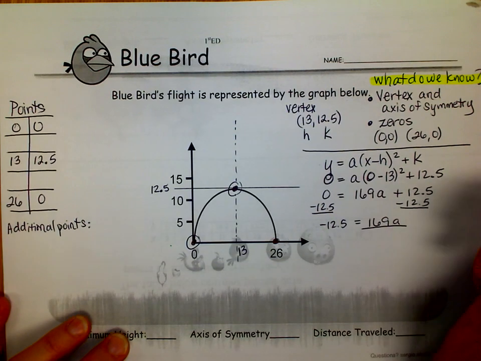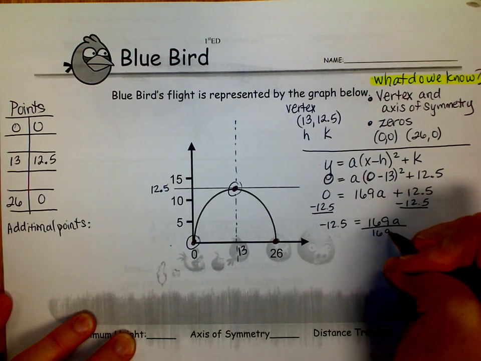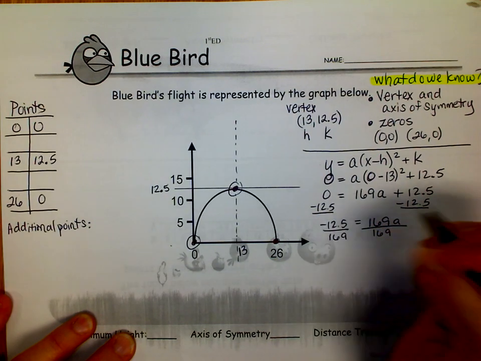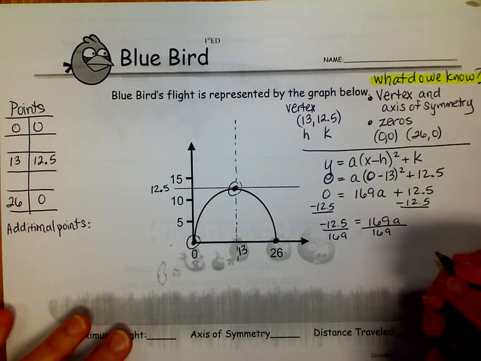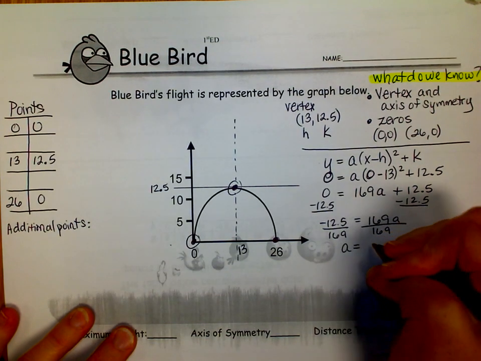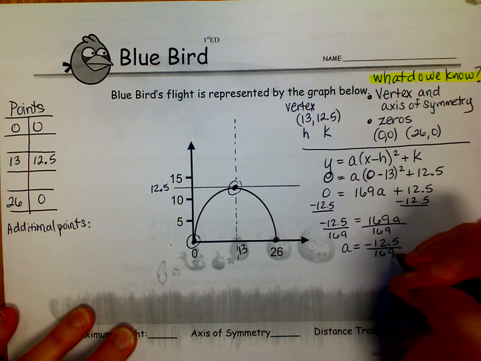It comes up with a little bit of a mess over here because now we're going to have to divide by 169. But what we're going to do is just leave that as it is in fraction form in our equation. So we just found the a value of our vertex form of an equation.